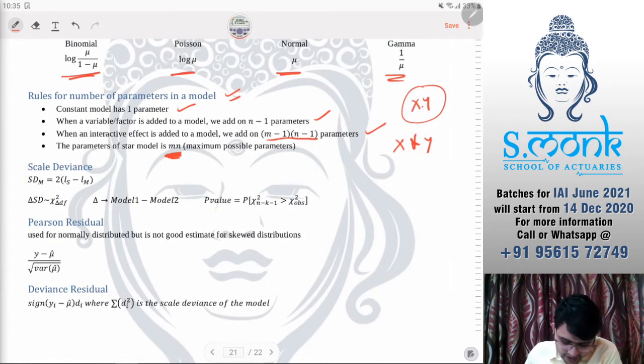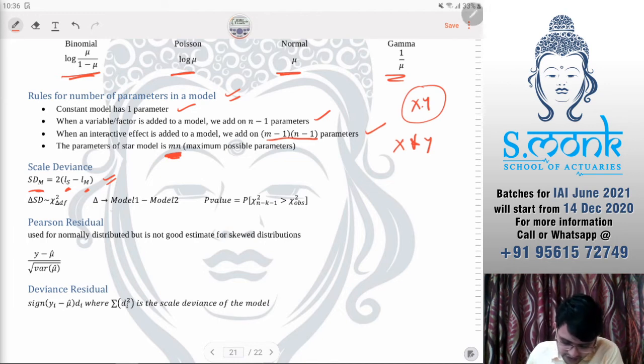Then we have something called scale deviance. That is what we calculate. Scale deviance is going to be nothing but 2 times the log likelihood of the saturated model minus the log likelihood of our current model. That would become the scale deviance. Using scale deviance, we can check whether it is a good model or not, or we can also check which model is better.